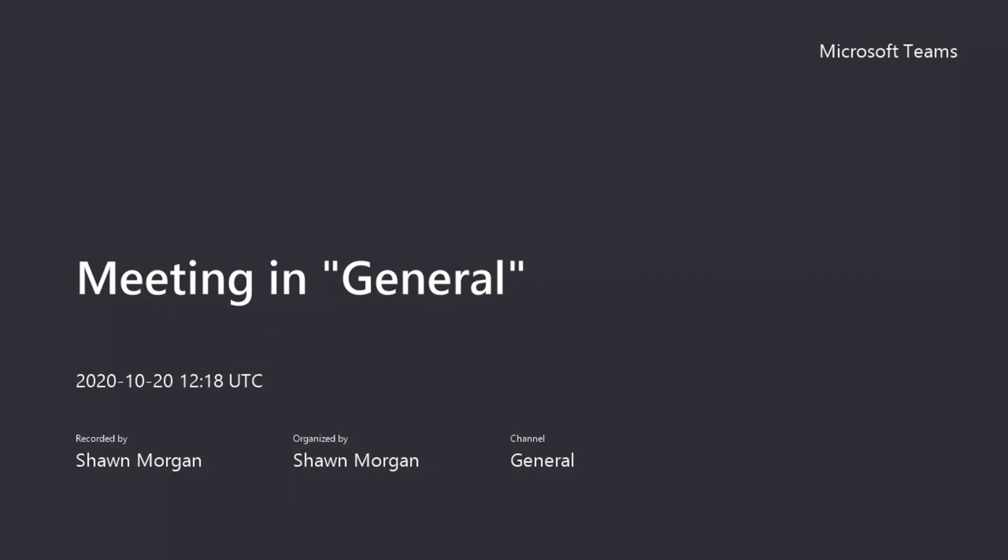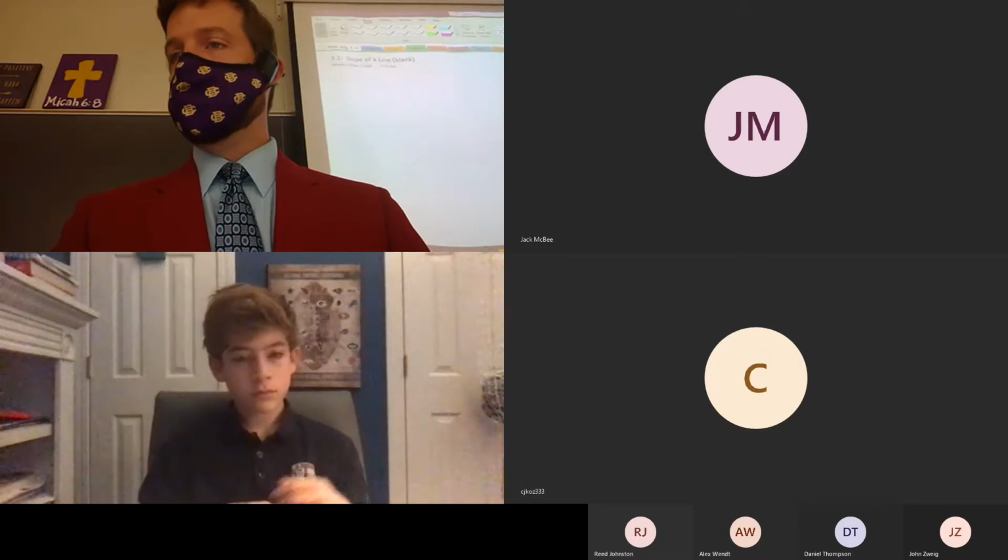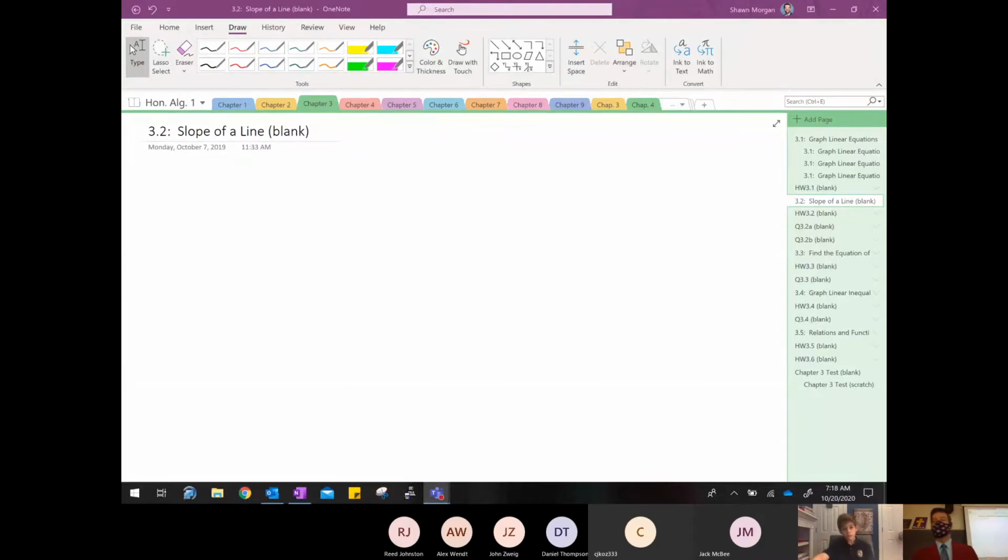Slope today. Now, I do believe yesterday we began discussing, if I'm not mistaken, the notion of a rooftop and how different roofs are slanted different ways. Therefore, those are good examples for us of lines that have different slopes, right?